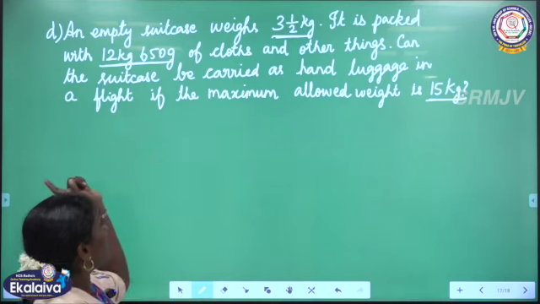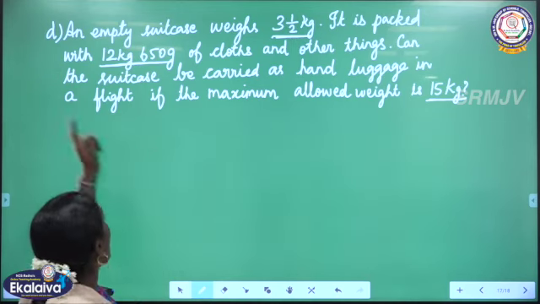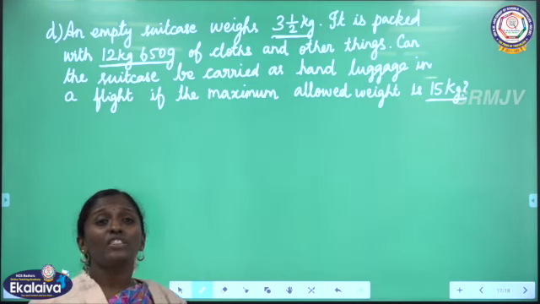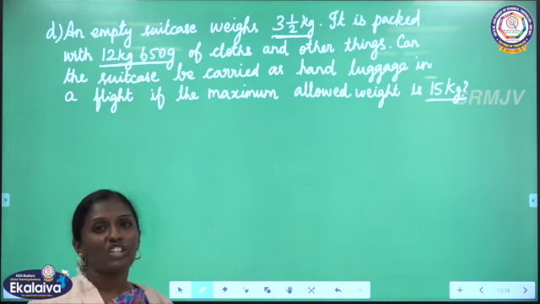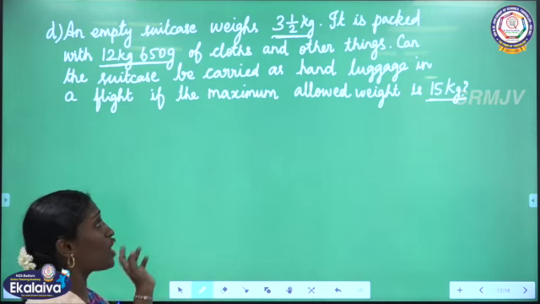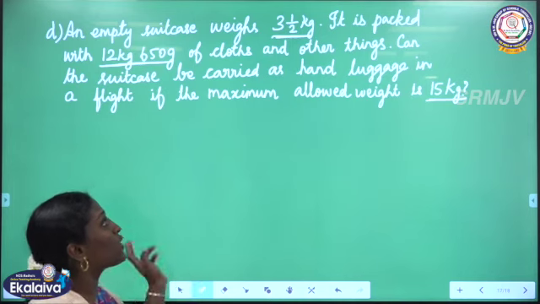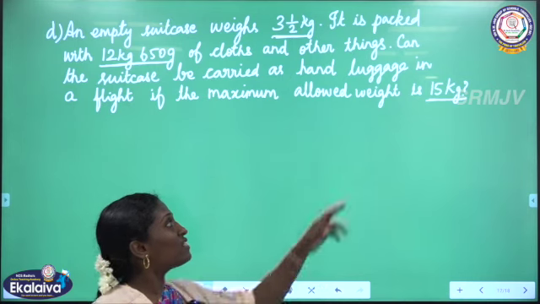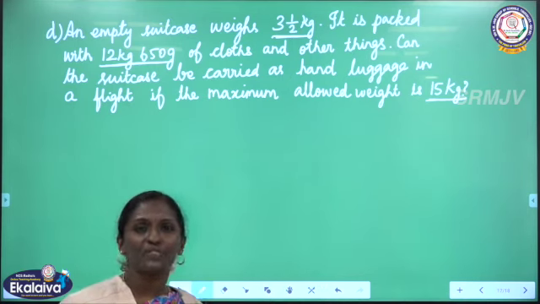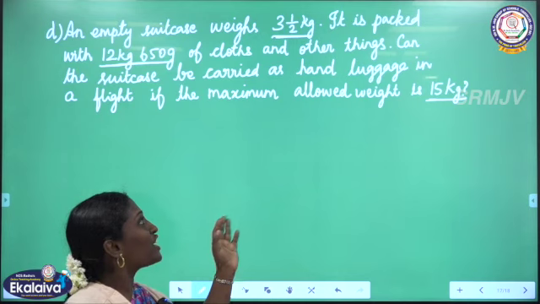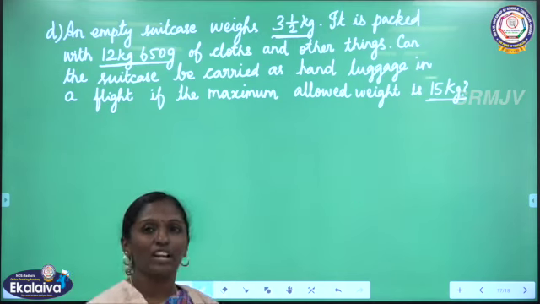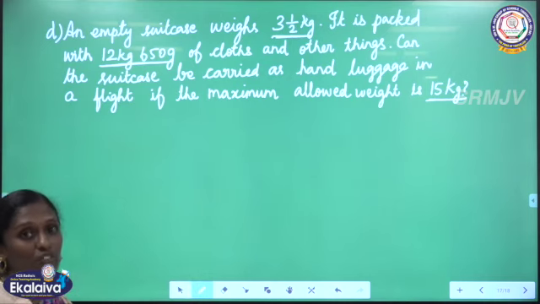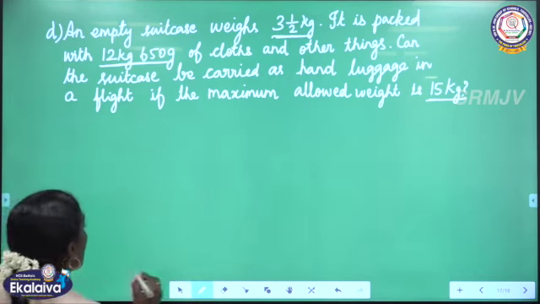First, the weight of the empty suitcase is given and the weight of clothes and other things is given. First, we have to find out the weight of the suitcase with the clothes and other things. Then, we have to compare these two weights, whether we can take the suitcase as a hand luggage or not. If the weight is less than 15 kilogram, means we can take as a hand luggage. If the weight is greater than 15 kg, means we can't take as a hand luggage. So, we are going to find out the weight of the suitcase with cloth and other things. Okay.